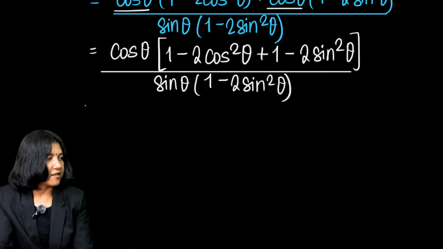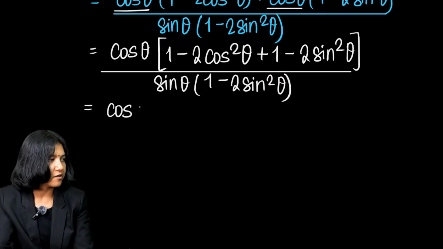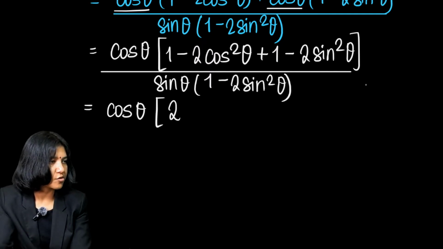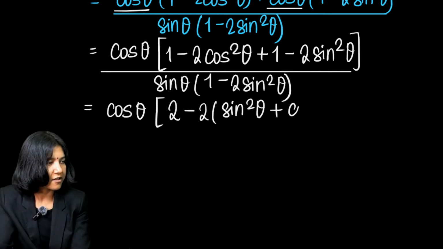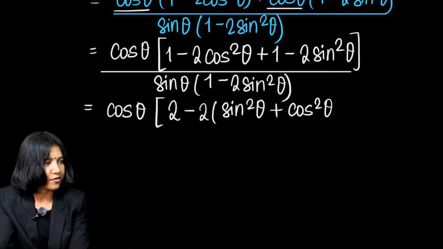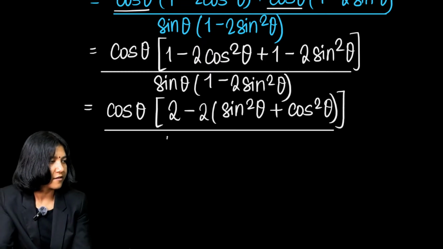If you look at this now, the bracket part, you got 1 plus 1, which is 2. Now minus 2 cos square theta minus 2 sine square theta. Clearly minus 2 is common. If I take out minus 2, it gives me sine square theta plus cos square theta. Isn't that interesting? Because now I know sine square theta plus cos square theta is just 1.